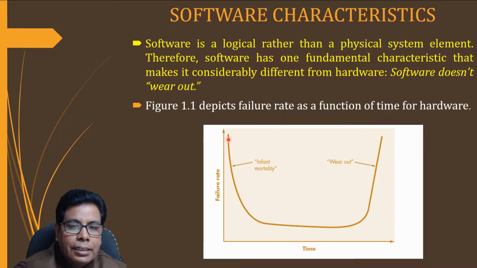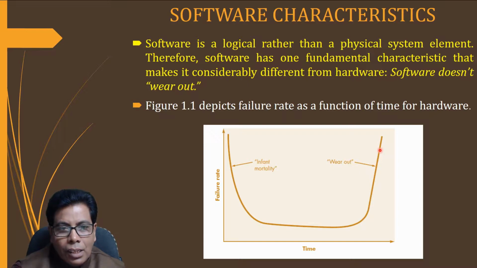Initially the failure rates are high and then they become low and stable. The failure rates will be low during this period, and then after a certain time the hardware will start wearing out. This relationship is often called a bathtub curve.